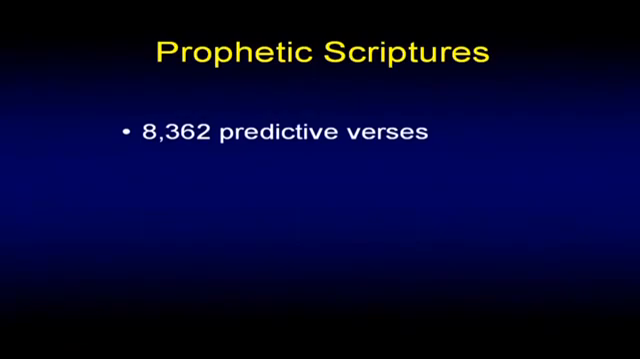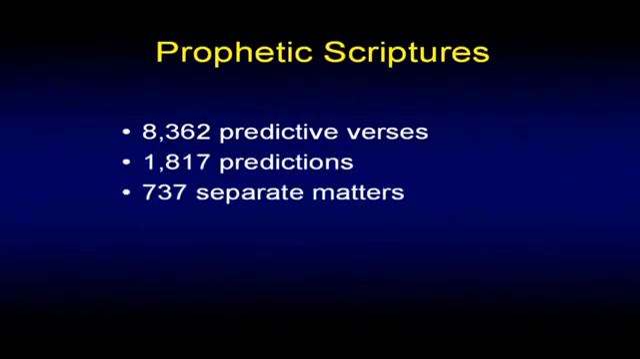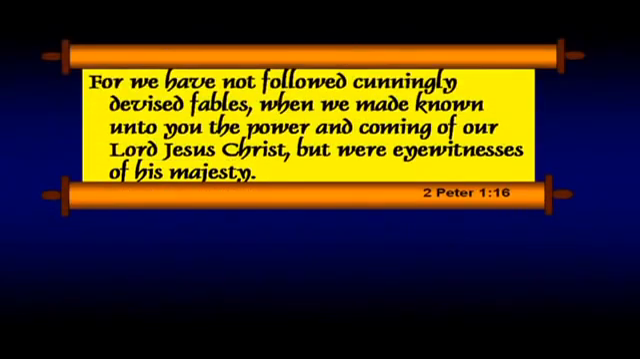The prophetic scriptures are about over 8,000 predictive verses on almost 2,000 predictions on over 700 different matters, and that's just one cataloging by J. Barton Payne in his Encyclopedia of Biblical Prophecy. And so it's a bunch, right?